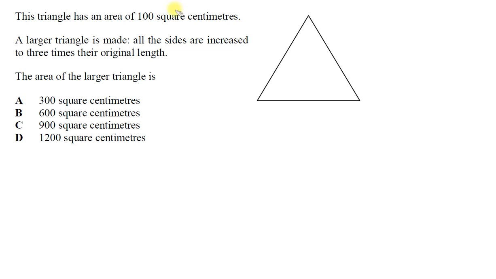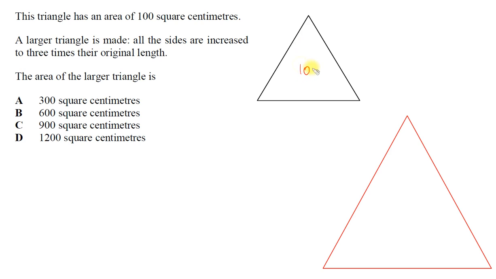Okay, so this triangle has an area of 100 square centimeters. Now, we have to make a triangle where each side is 3 times longer. Let's draw one here, just so we can show it up diagrammatically. Now, although this isn't to scale, you can see that we have a much larger triangle now. Now, this area before was 100, but this larger triangle has an area of question mark.